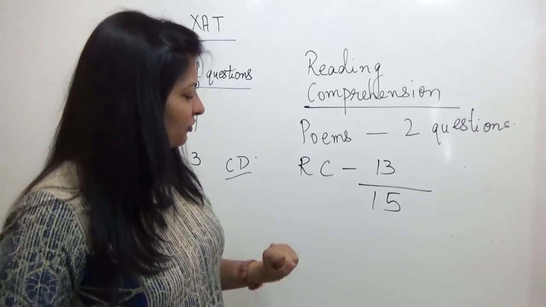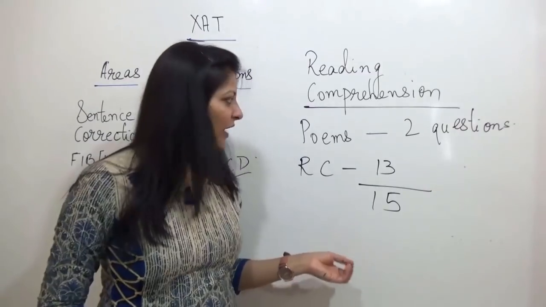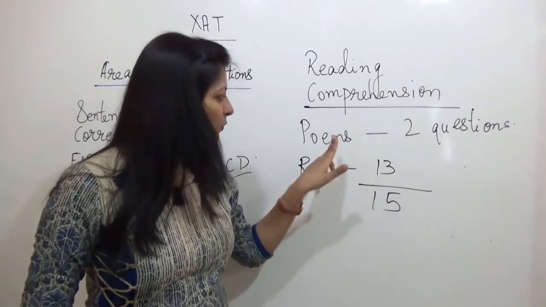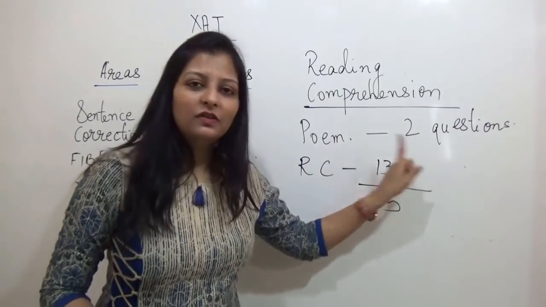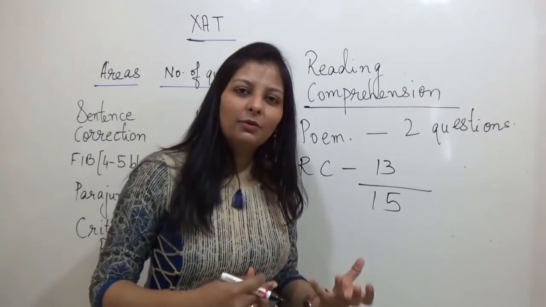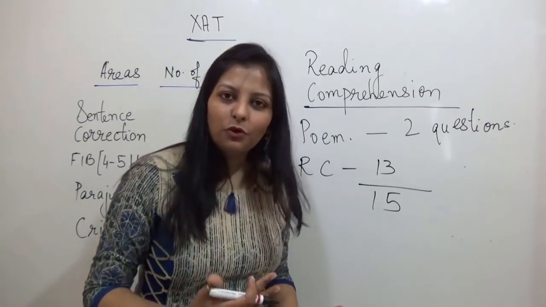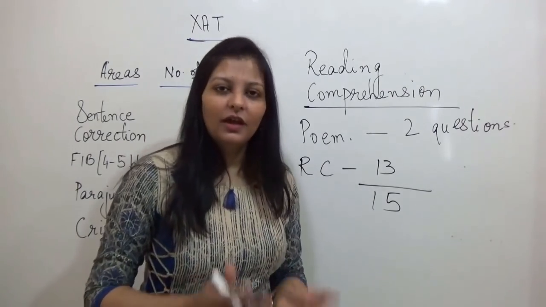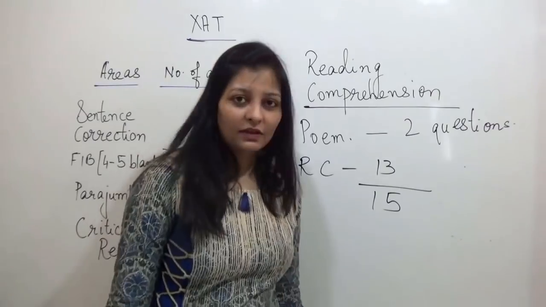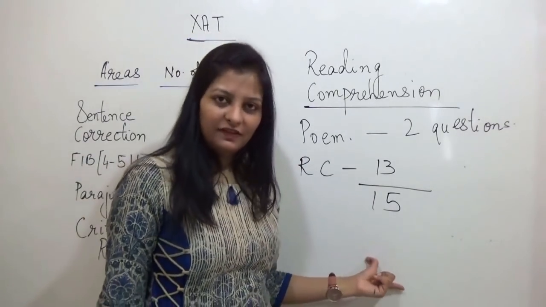Now, reading comprehension, there were 4 passages of RC last year in XAT, and there was 1 poem with 2 questions. So the poem was only 1. Okay, there were 2 questions in 1 poem. I already told you, you can go through a couple of poetry, pick out previous year's XAT papers, go through some poems, go through the interpretation, and then you will be in a position to attempt these questions as well. And the reading comprehension questions are more application and CR based.